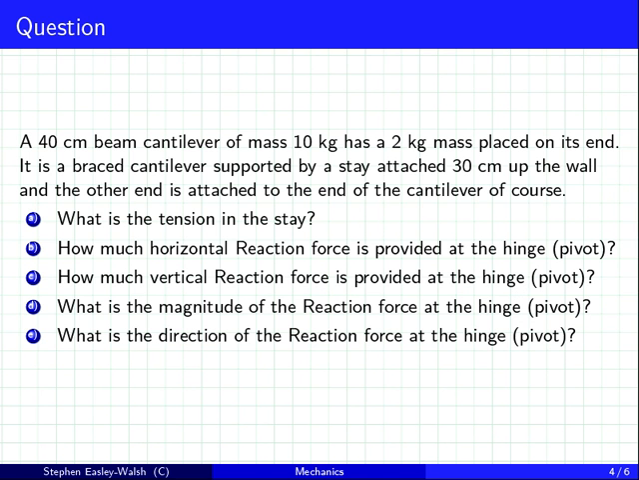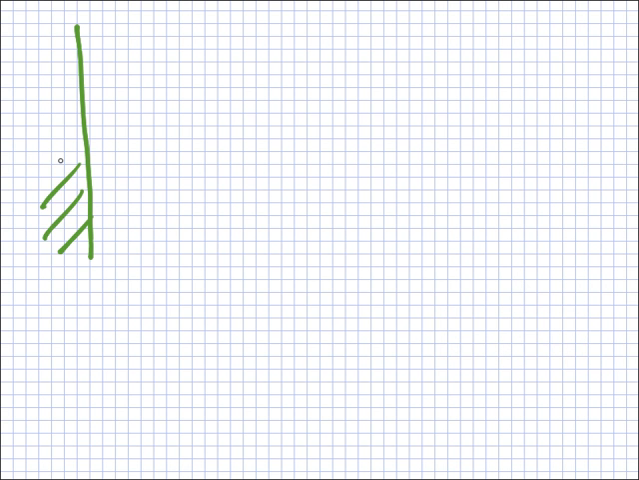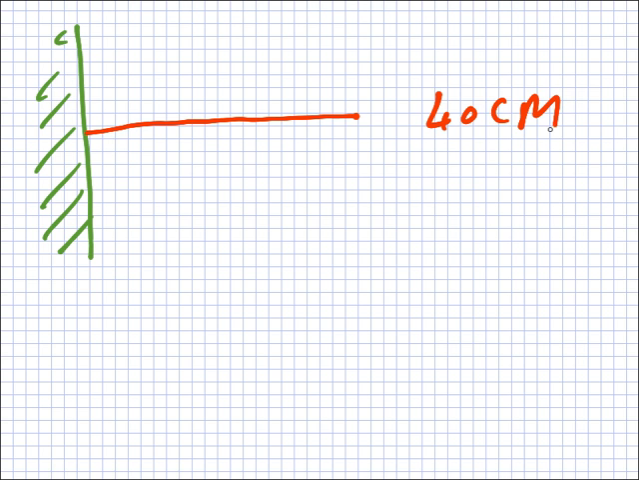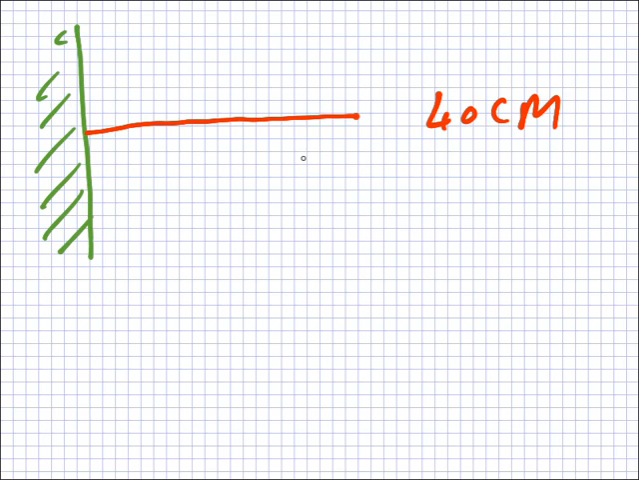Right, continuing. So, let's have a look at the first example. I'll draw the picture. A 40 centimetre beam cantilever of mass 10 kilograms has a 2 kilogram mass placed on its end. So let me draw the picture here for you. Here's the wall. And how long did I say the cantilever was? 40 centimetres. It has a mass of 10 kilograms.